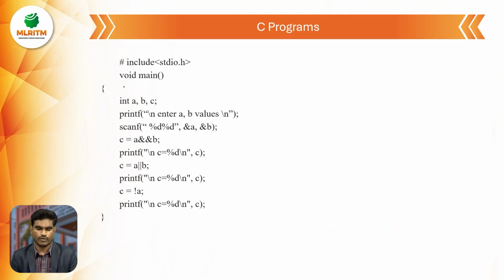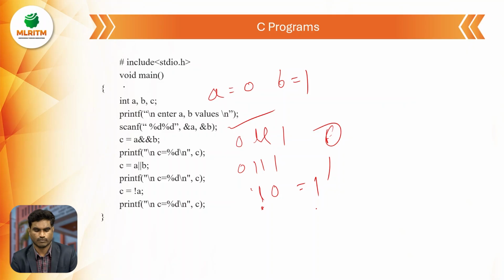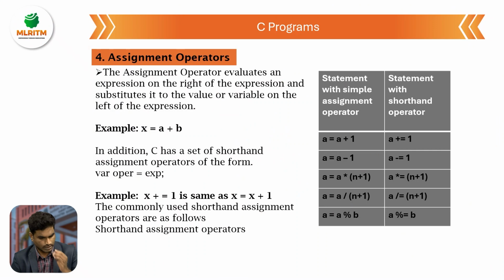Next, here we are writing one code. Here we are taking two input values, A and B. For example, A value is 0, B value is 1. 0 and 1, so the result is 0. Next, 0 or 1, the result is 1. Next, 1 not equal to 0 means the result is 1. This is an example for logical operators.